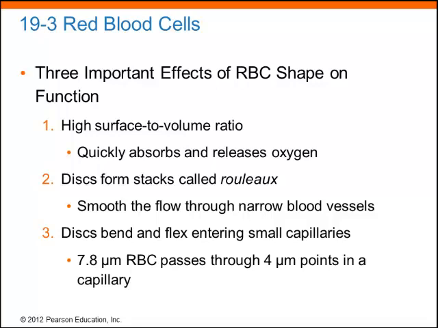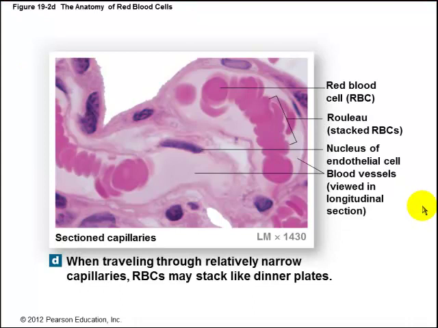And that flattened disc allows the cells, when they're young and healthy, to bend and flex when they go through tight spots in certain capillaries. So even though their diameter is almost 8 micrometers across, they can squeeze through a tight spot in a capillary that's only half their size. So here you can see some rouleau formation. There's the stacked cells, and that reduces the resistance to flow. It makes the blood easier to push through the capillaries.